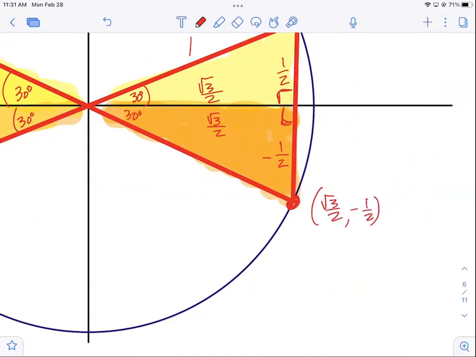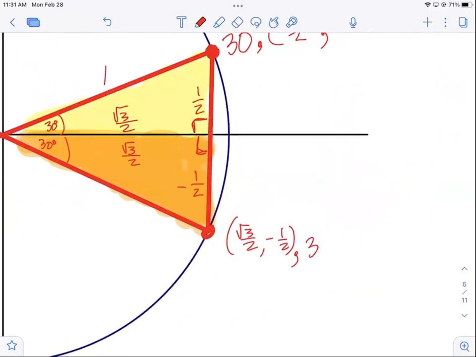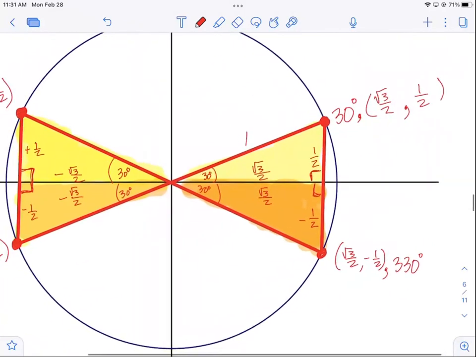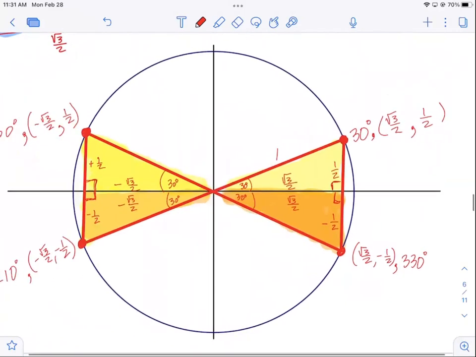And if this reference angle is 30 degrees, then what is the actual angle that I need to go all the way around and stop at that terminal ray 30 degrees short of a full rotation? 330. Yes. And now, what is the cosine of 330 degrees? The cosine, square root of 3 over 2. And what's the sine of 330 degrees? Negative 1/2. Yeah. It is pretty crazy.